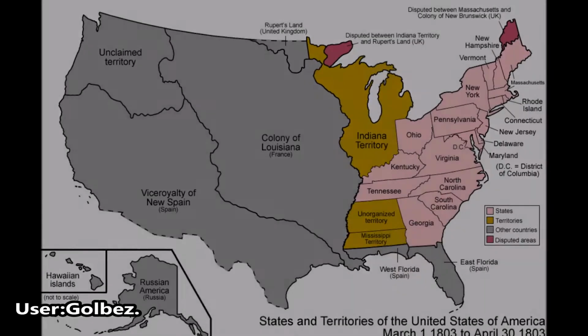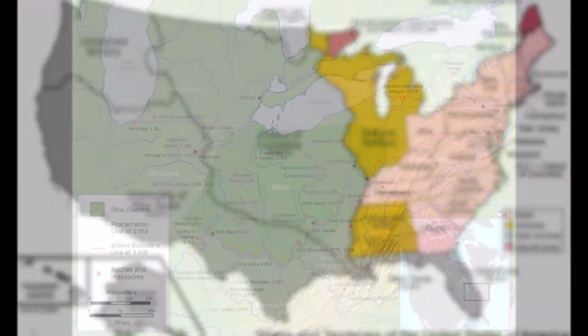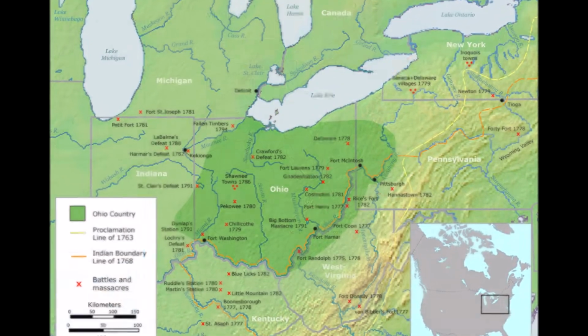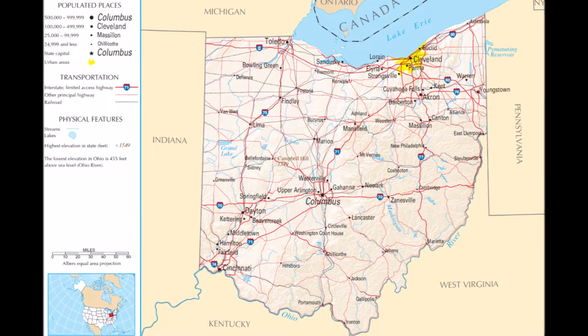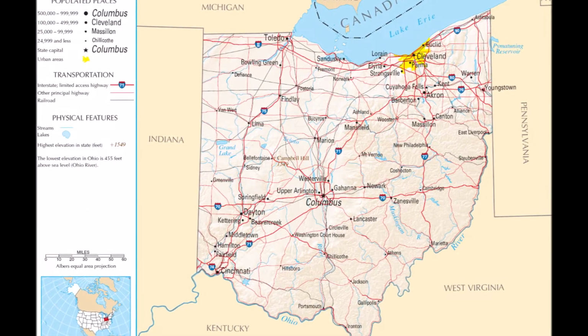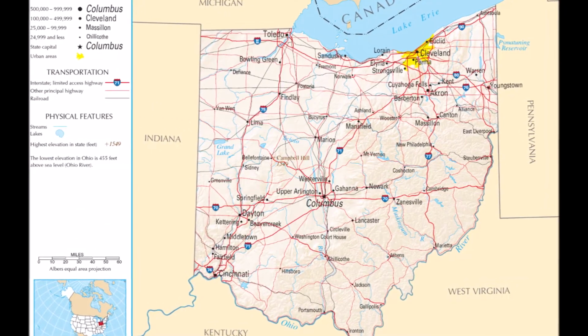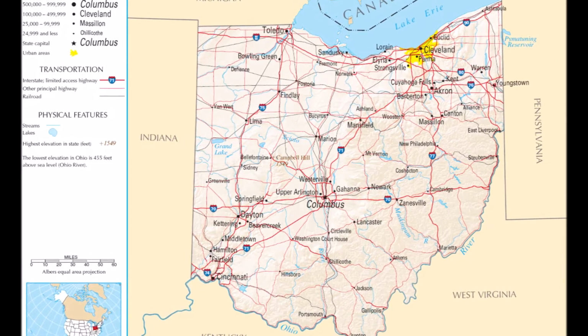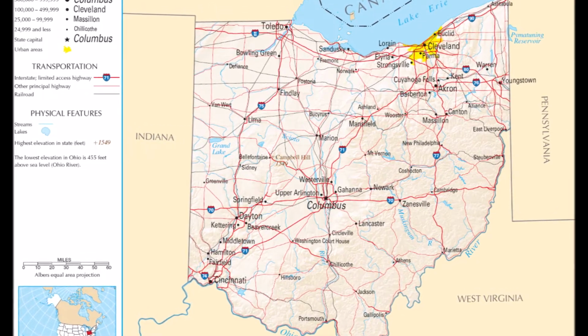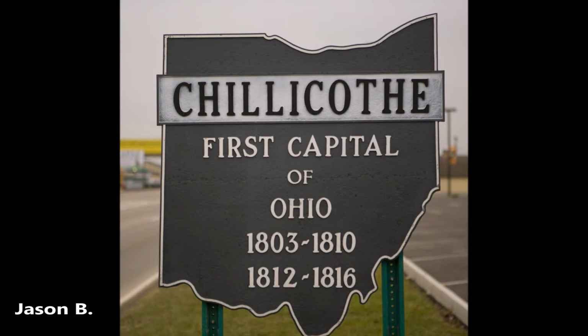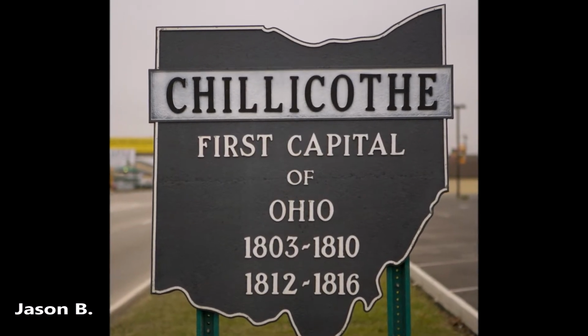Number 8. Chillicothe to Columbus, Ohio, 1816. Before it became a state in 1803, Ohio was known as Ohio Country. In 1803, Chillicothe became the first capital of the state of Ohio, then Zanesville, then Chillicothe again, before finally Columbus in 1816. Chillicothe has the distinction of having been the capital of Ohio twice.